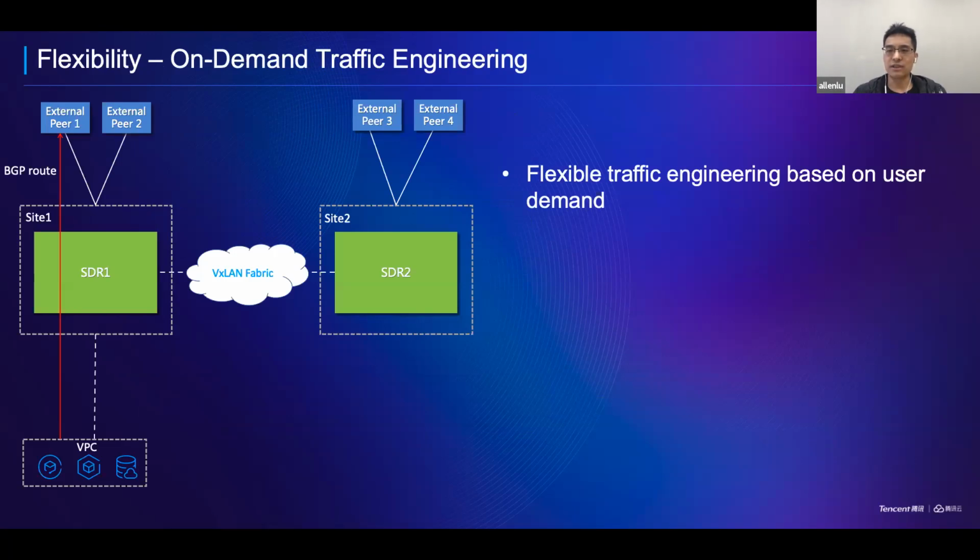Next, I'm going to take some use cases to demonstrate the flexibility of SDR. Most of the time, BGP can work well for traffic forwarding. However, it's not enough, as BGP just indicates the network reachability based on the shortest path of destination IP. And sometimes we need to take more metrics like source IP cost into consideration for the traffic forwarding.